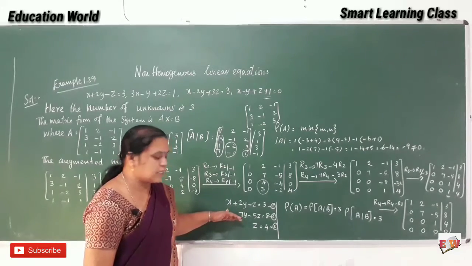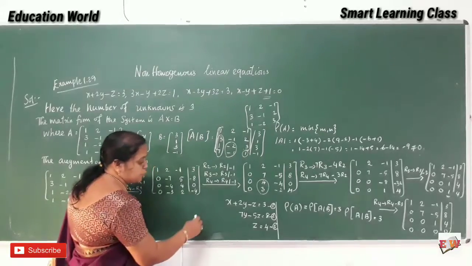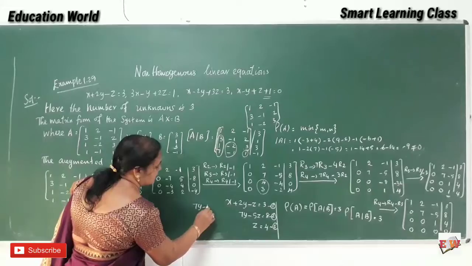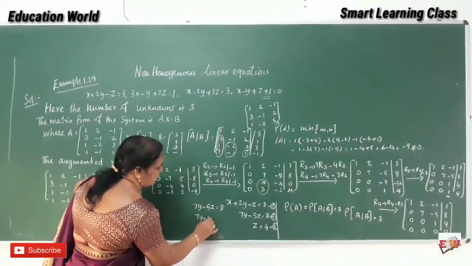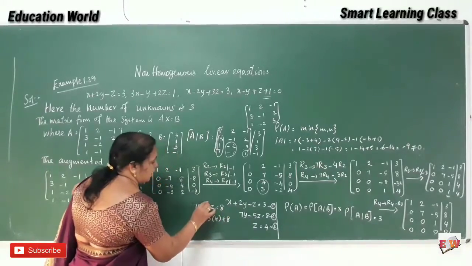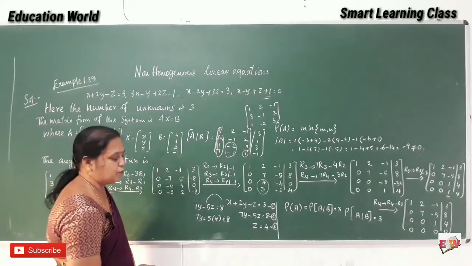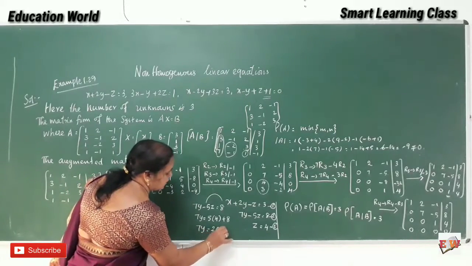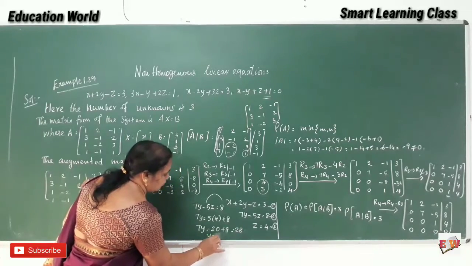If you substitute this z value in equation 2 by back substitution, we get 7y minus 5z equal to 8. 7y is equal to 5 into 4 plus 8. I am bringing this minus z from the left hand side to the right hand side. 7y is equal to 20 plus 8, 28. y is equal to 4.